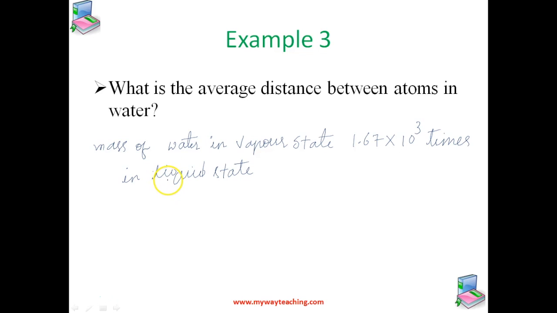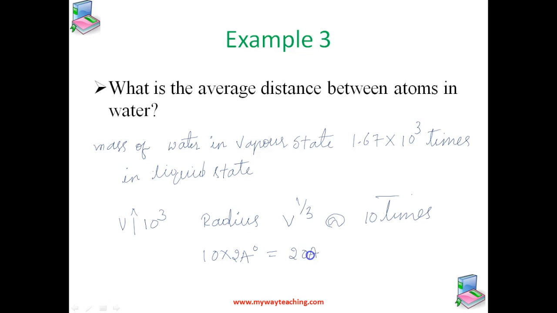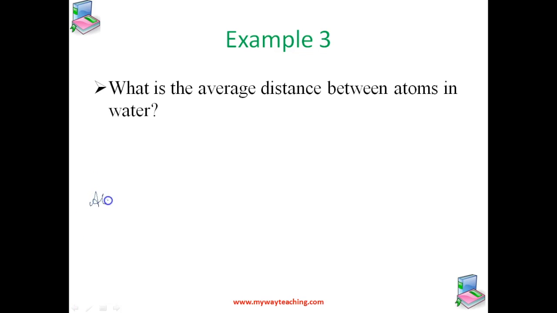When volume increases by 10 raised to 3 times, the radius increases by V raised to 1 by 3, or we can say 10 times. So 10 into 2 Angstrom, which gives 20 Angstrom. So the average distance we can calculate as 2 into 20, that is 40 Angstrom. This is the average distance between atoms in water. Okay.